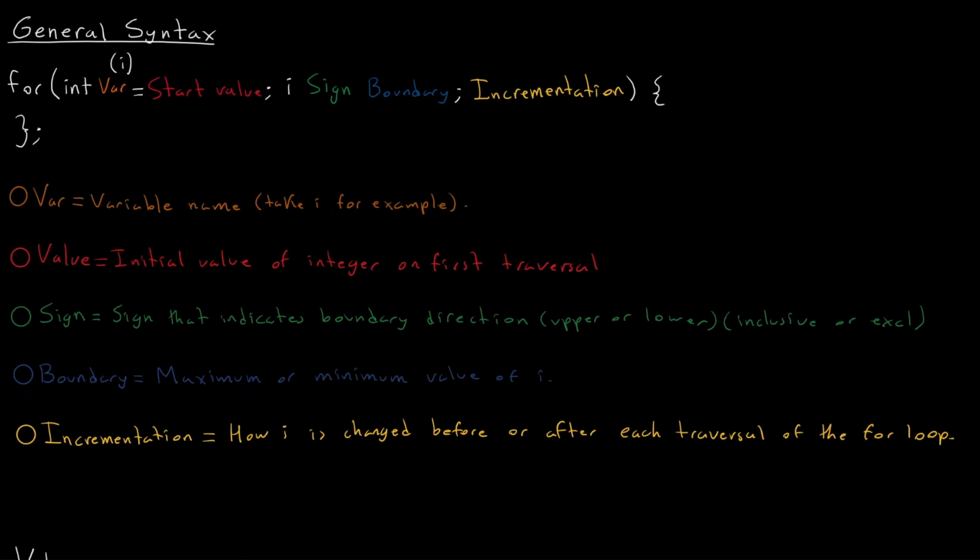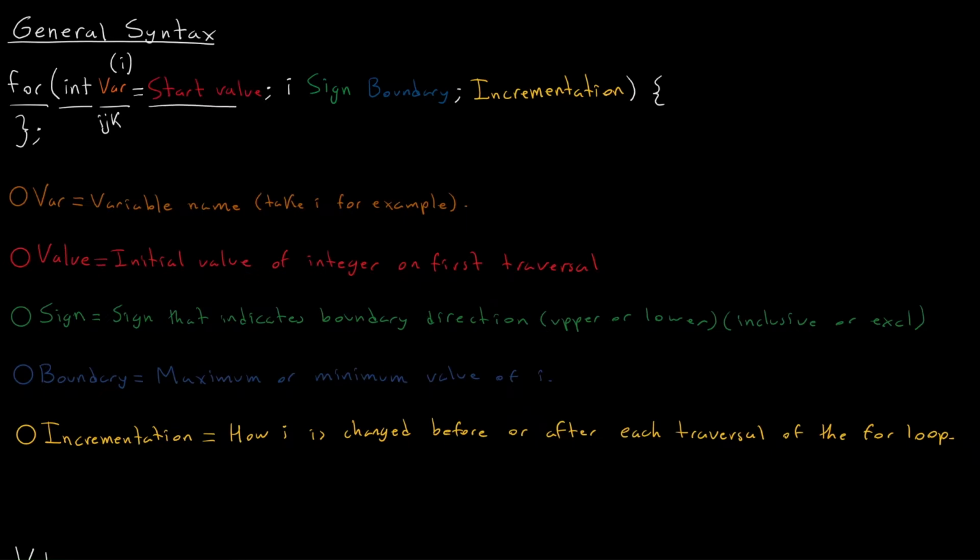The general syntax for loops in Java can be found down below. So, for int var, var is basically a variable. It can be i, j, k. This can be anything, but we usually use i, j, and k, or you can name it anything you want. It's just a variable name.